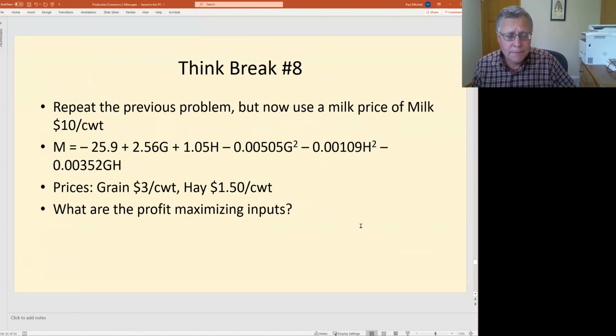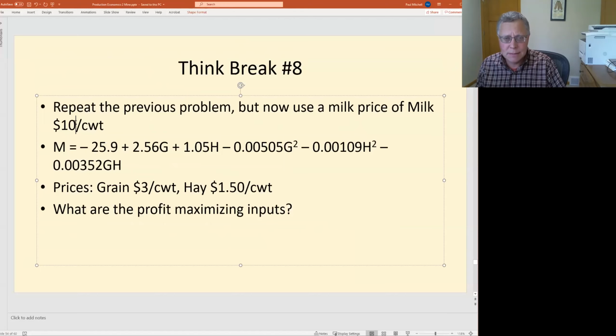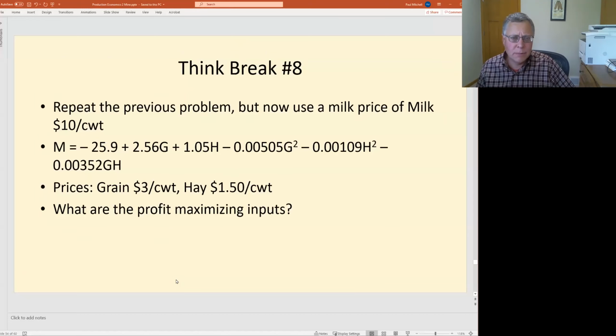Take a think break here. Same thing as before. Same production function with all those long coefficients, same prices, but we're going to change the milk price. Instead of 14 cents a pound or $14 a hundredweight, we'll go with $10 a hundredweight or 10 cents a pound. So price is going to change by a lot. How does the optimal feed ration and optimal output change? So we'll let you work that one through. We'll go through it here in a second, but I would pause and work through this problem. If you got an example worked, sit down and punch this one through on paper, and then you can check your answer here with the think break answer.